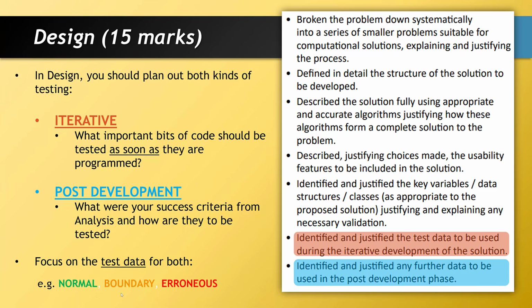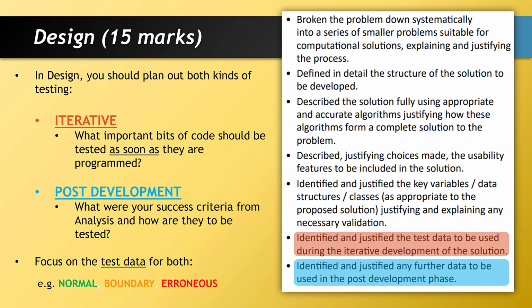Boundary data is where it's sort of on the edge of being valid or not. Maybe somebody has got a very, very rare email address or from a strange domain name. That might be boundary data. Boundary data is either valid or invalid depending on the context. And erroneous is completely wrong. You don't want it to be typed in, but you should test it to make sure your program doesn't break.